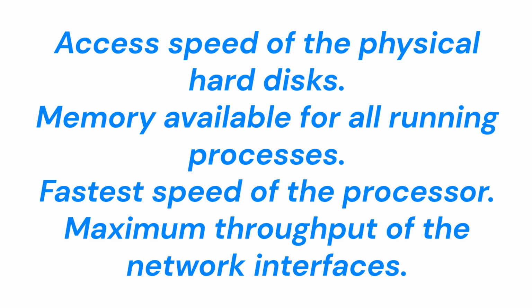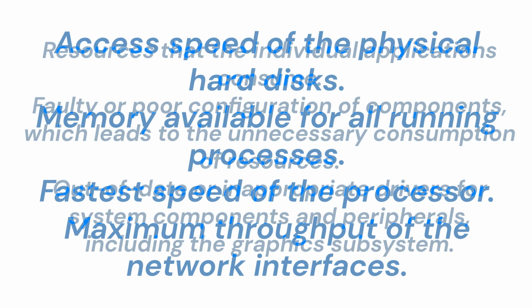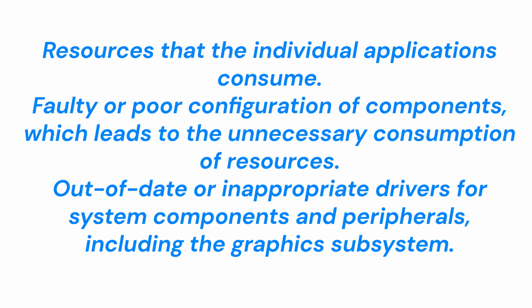Factors that can influence computer system performance include access speed of the physical hard disks, memory available for all running processes, fastest speed of the processor, maximum throughput of the network interfaces, resources that the individual applications consume, faulty or poor configuration of components, which leads to the unnecessary consumption of resources, out-of-date or inappropriate drivers for system components and peripherals, including the graphics subsystem.